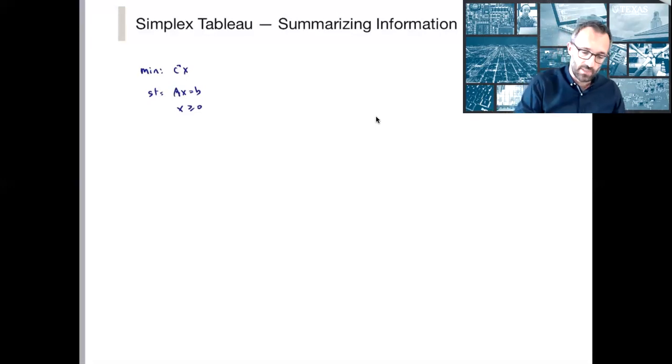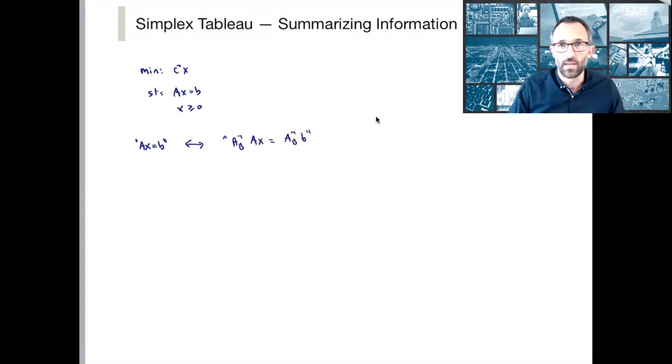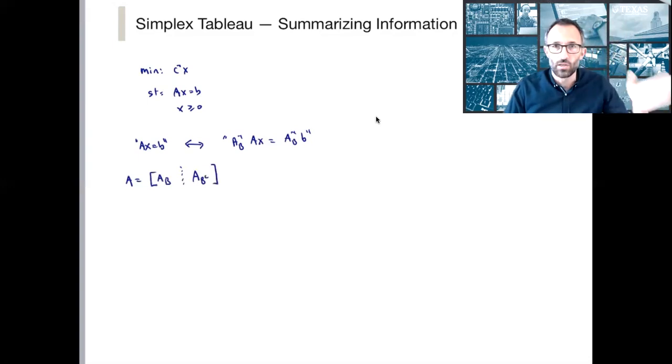And one simple observation is that Ax equals b, this information is equivalent to AB inverse Ax equals AB inverse b. I'm not saying anything. I'm just saying if you have equalities, you multiply by an invertible transformation, you haven't lost any information. Now, the reason that this is going to be useful for us is, again, by abusive notation, let me write A as AB, AB complement. Abusive notation because B is not going to be elements 1 through m. I'm just writing it this way.